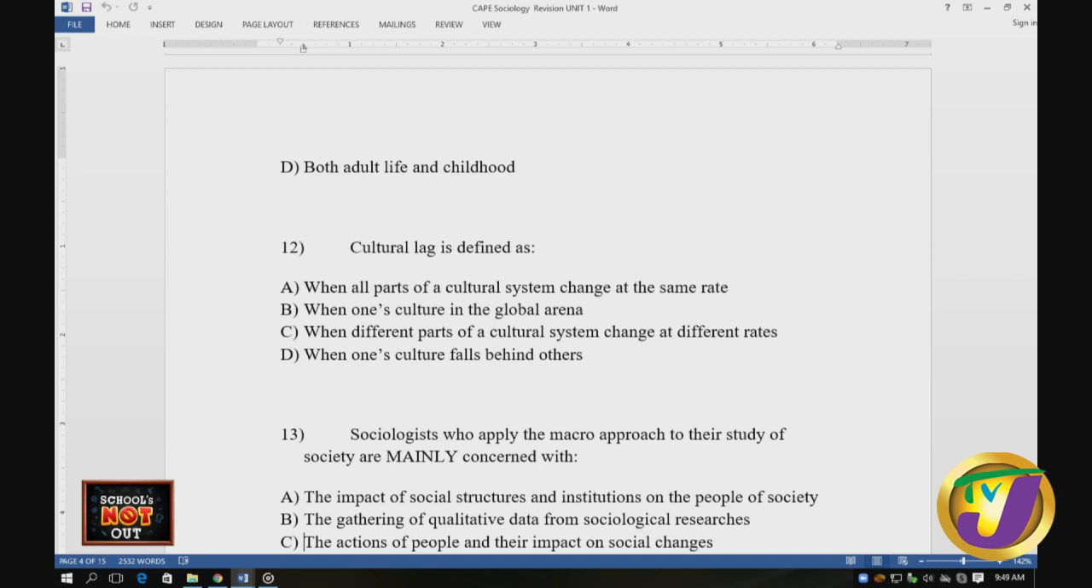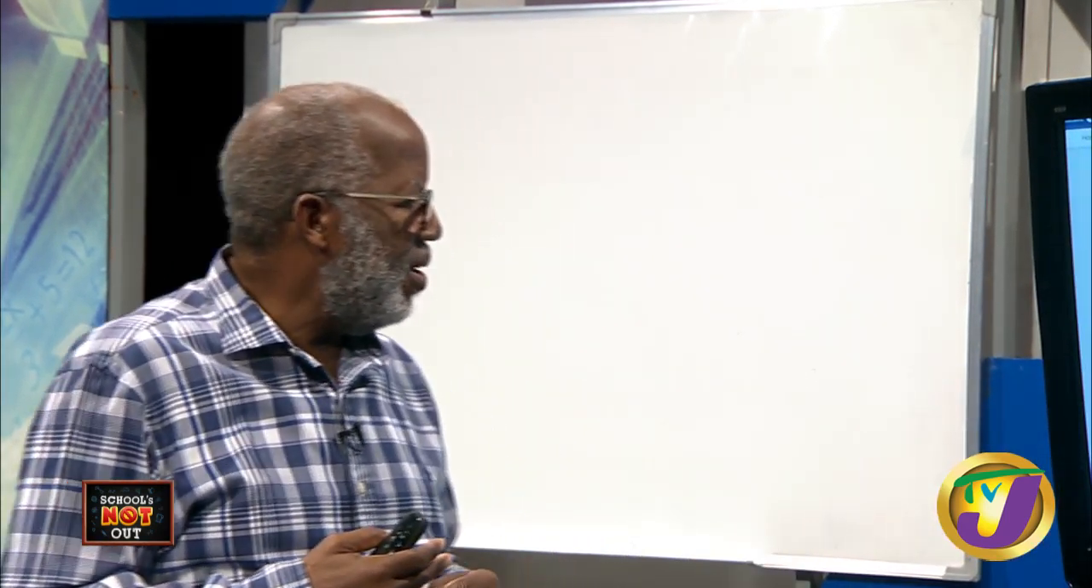Next one, when one's culture in the global arena, that's just plain. When different parts of a cultural system change at different rates, that's when you start to think, because we're talking about lag. It means that there's a particular style that is in now. Is it in Kingston before it is in Montego Bay? Or is it in New York before it is in Kingston? That's what we refer to as cultural lag, when different parts of a cultural system change at different rates. So you won't find that a fashion started today in New York and it's in Kingston now. Well, with technology and cable TV, we almost don't have cultural lag anymore, but sometimes it will happen. And when one culture falls by another, no. So it's cultural lag, defined as when different parts of a cultural system change at different rates. So that was question 12.